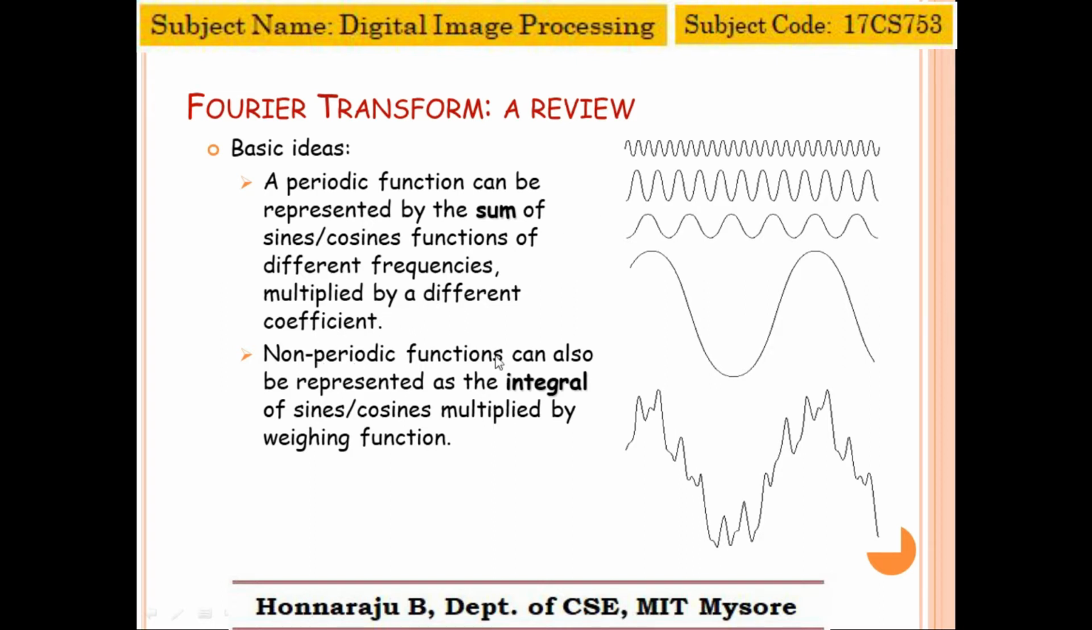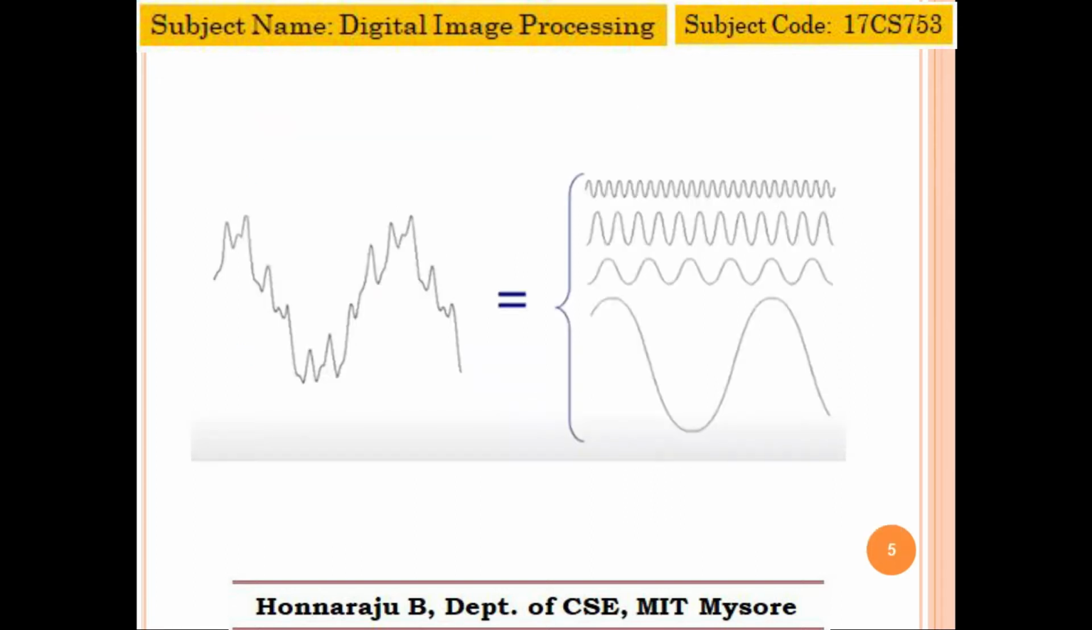A non-periodic function can also be represented as an integral of sines and cosines multiplied with a weighted function. So in the frequency domain, each frequency is represented by an integral of sines and cosines. This is the basic of Fourier transform: sum of frequencies, where each frequency is multiplied with a coefficient.